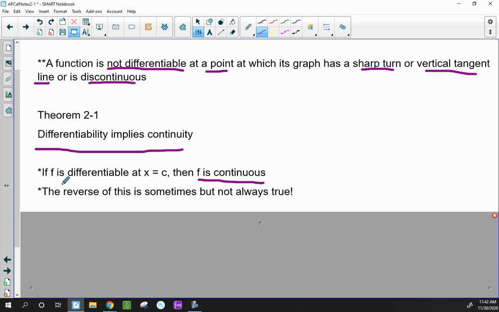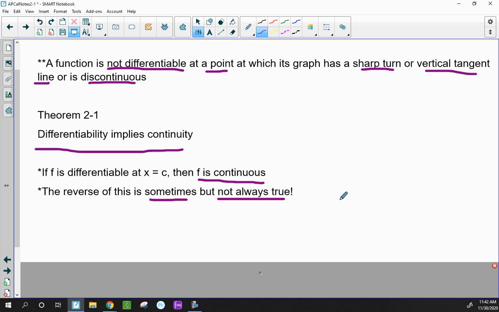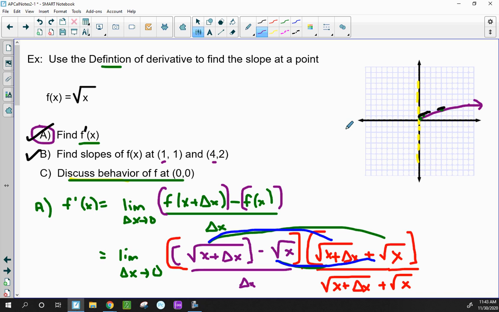The reverse of my last statement is sometimes but not always true, unfortunately. Sometimes graphs are continuous, but you cannot find the derivative at every single point. Okay, so it works forward, but it does not work backward. The last example that we spent a lot of time on is a prime example of this.